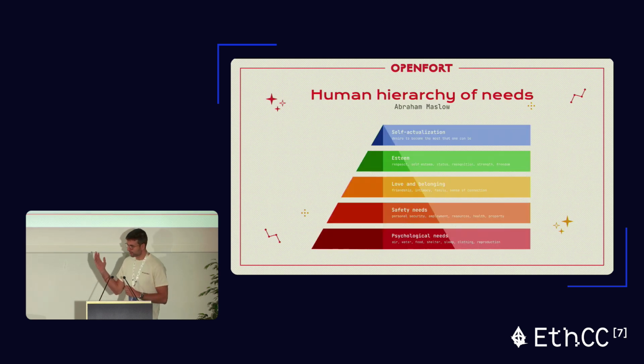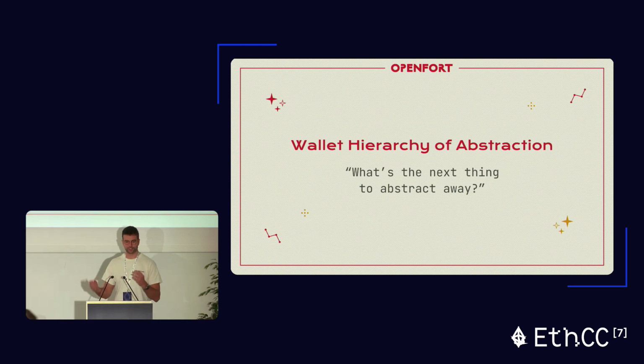To start, I'd like to make a short analogy with an American psychologist called Abraham Maslow. He created this hierarchy of needs. I'd like to take a similar approach with our own wallet hierarchy of abstraction. I think a lot of people have been talking about abstraction, so what's next in the abstracted world?